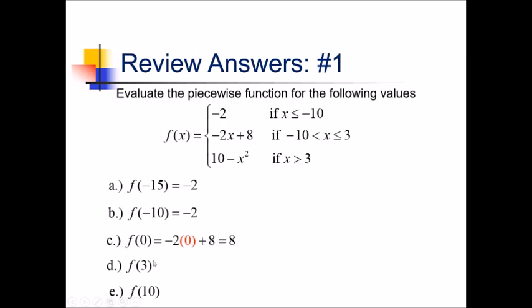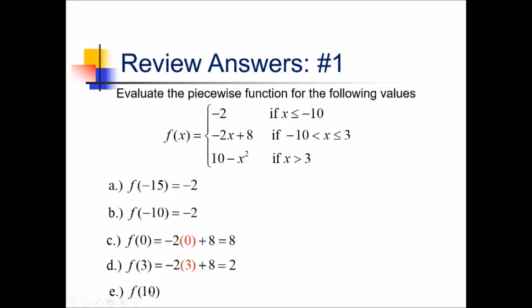Next, we have 3. 3 is right on the border between the second and third rule. Again, though, we have to go where the equals is. This second rule applies if x is less than or equal to 3. So we'll use the second rule again for 3. Negative 2 times 3 plus 8 is what we're doing here. So that's negative 6 plus 8, which is positive 2.